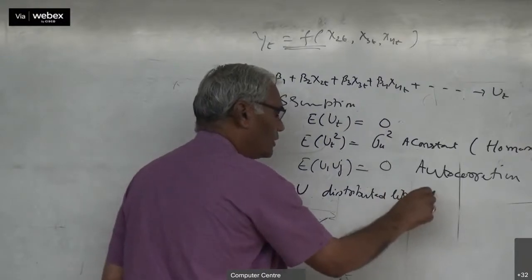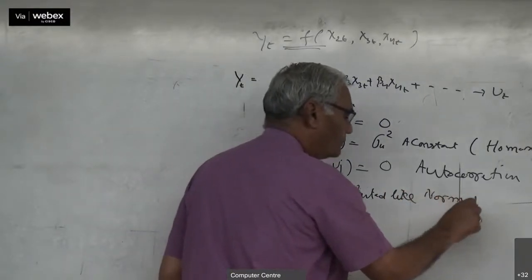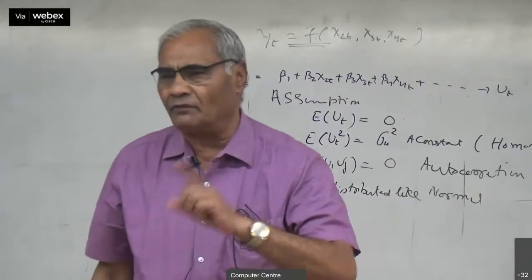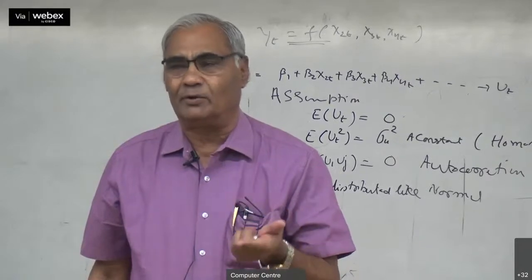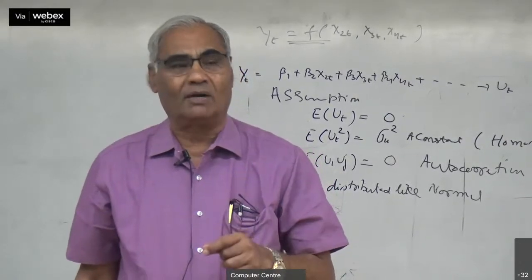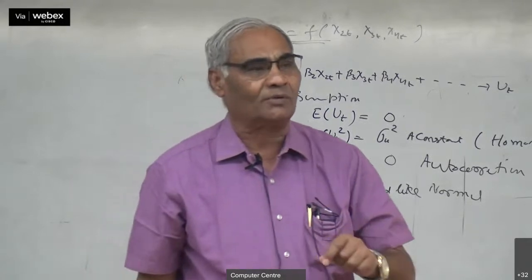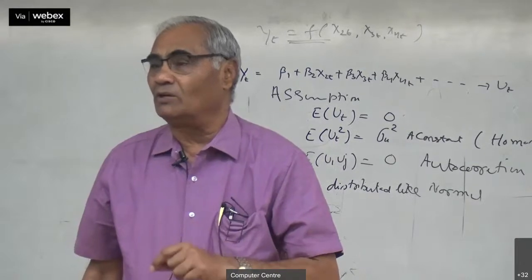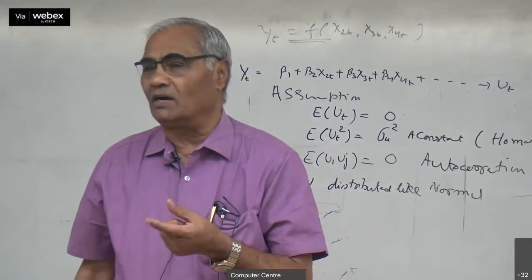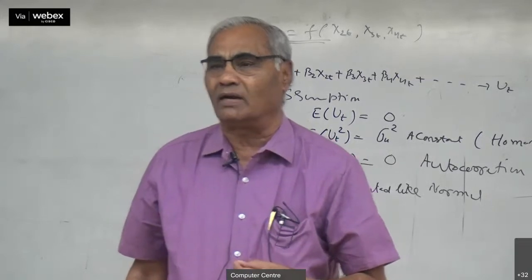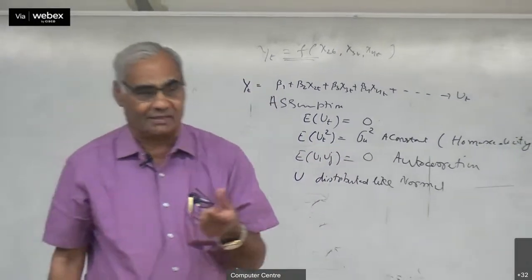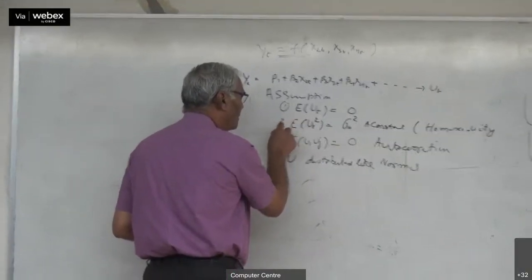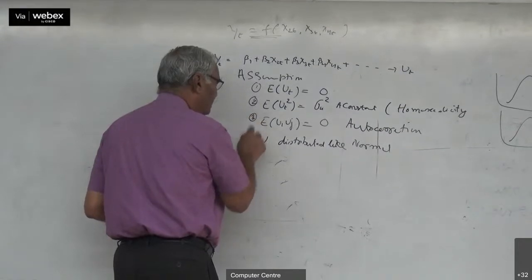like normal distribution. Though it will not affect the estimation part, whether you assume normal or not, normal is required when you want to conduct the test of significance, or when you want to conduct the hypothesis testing, you have to assume that U is normally distributed. If you are not able to assume normally distributed, you will not be able to conduct the statistical test. These are all simple classical linear regression assumptions.